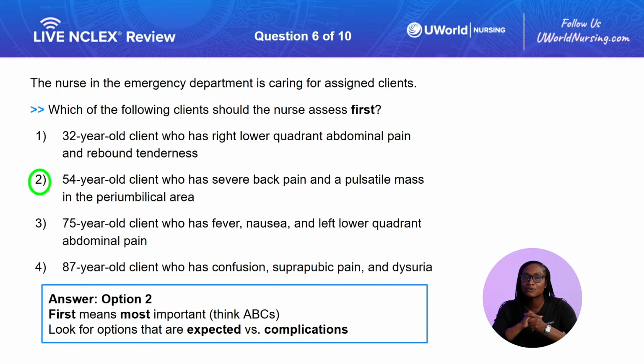Option 3, 75-year-old client who has fever, nausea, and left lower quadrant pain. This is showing signs of diverticulitis, something that we can treat with antibiotics and keeping them NPO, not a medical emergency at this point. And then option 4, 87-year-old client who has confusion, suprapubic pain, and dysuria. This is indicative of a UTI. Again, not a higher priority than the ABCs of option 2. But you guys did very, very good.